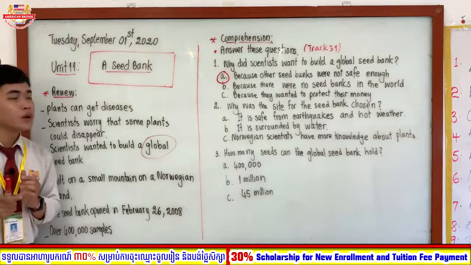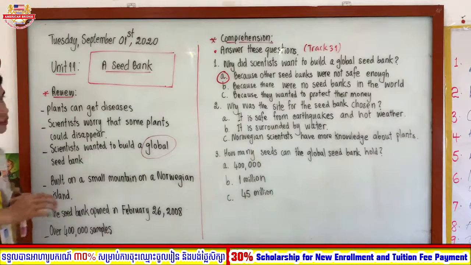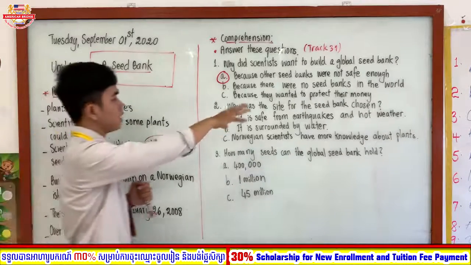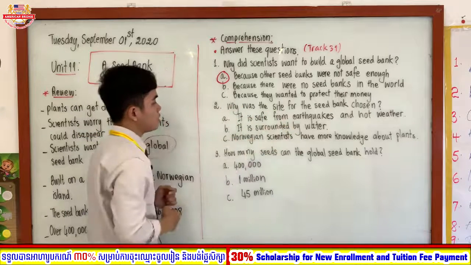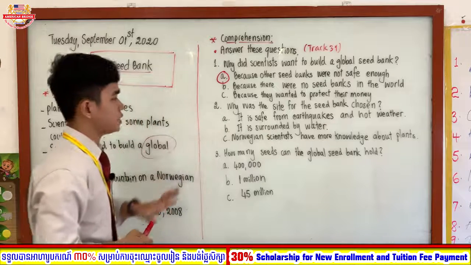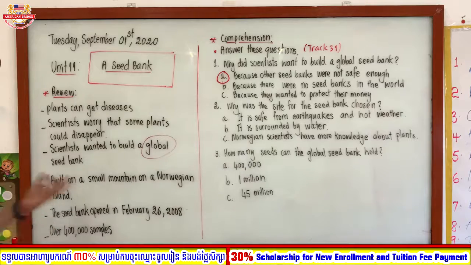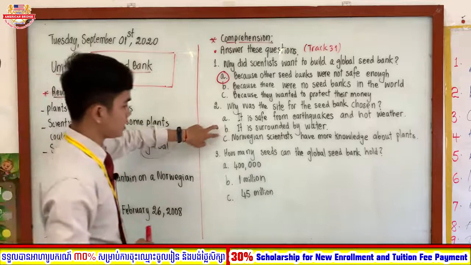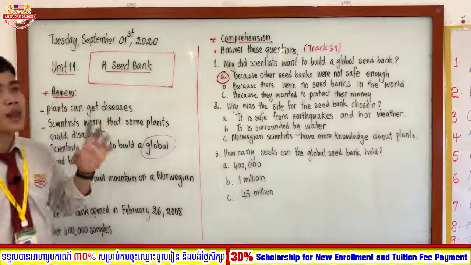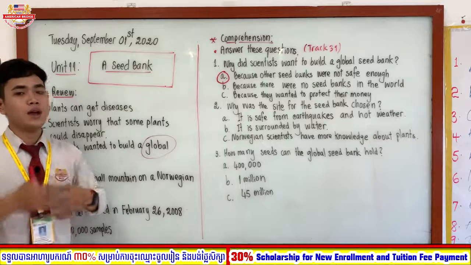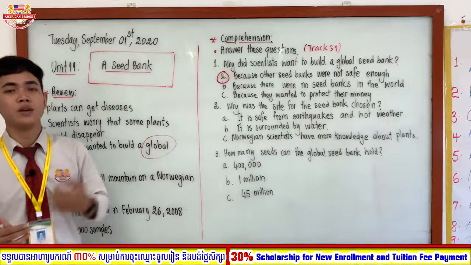Okay. So now question 2 is, why was the site for the seed bank chosen? Okay, so let's find the reason that they chose that seed bank. B, because it is safe from earthquake and hot weather. It is surrounded by water. C, Norwegian scientists have more knowledge about plants. Alright, so as we heard about our two answers, which is letter B and letter C, it is surrounded by water. So actually, even though plants are attracted to water, sometimes it's not really good enough to protect the plant or to keep the plant near the water.